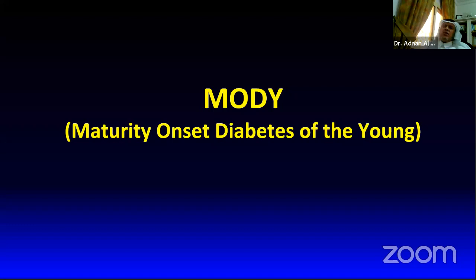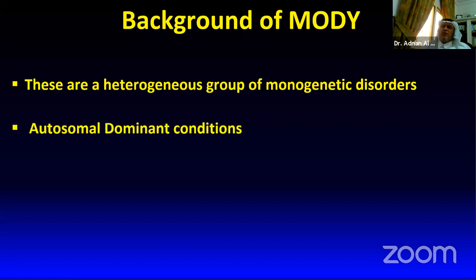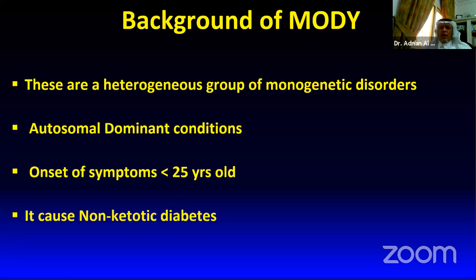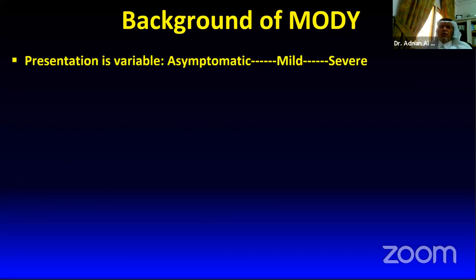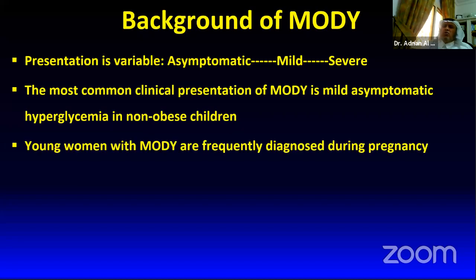So let me give you a high-level background about MODY. These are a heterogeneous group of monogenic diabetes. It is inherited as an autosomal dominant condition, and usually presents before 25 years of age, and it causes non-ketotic diabetes. They don't develop DKA, and the presentation is very variable from asymptomatic to mild to severe, but usually they are mild or asymptomatic, and usually they are non-obese children.